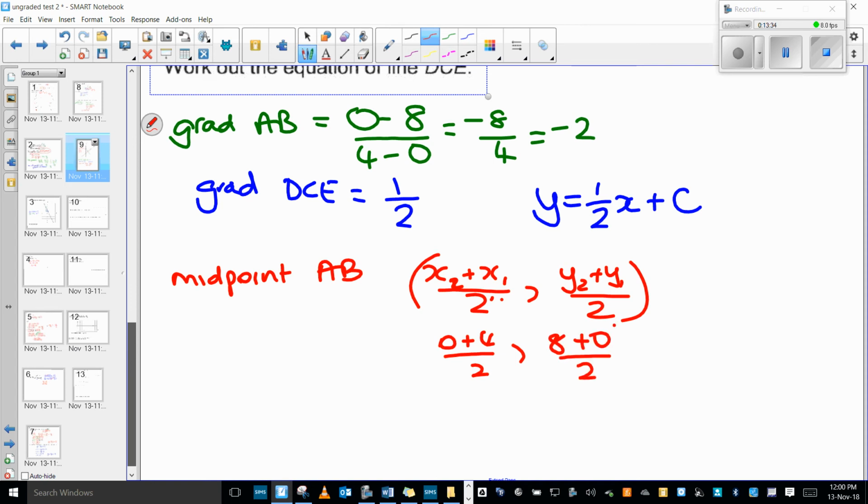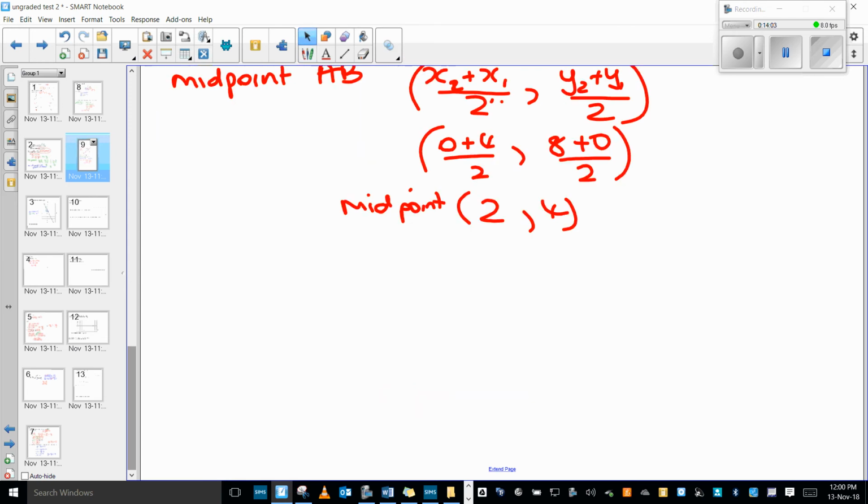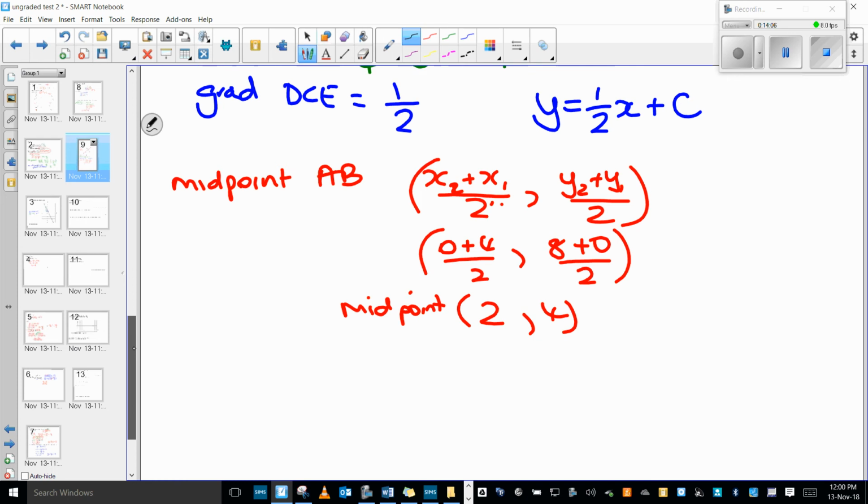You all happy with that? What's 0 plus 4 over 2? And then 8 plus 0 over 2. So our midpoint has the coordinates 2, 4. That's one of the coordinates that our line goes through, so what do we do with that now? Put that into y equals 1/2 x plus c. So x is 2 and y is 4. That's correct. So we say 4 equals 1/2 of 2 plus c. What's 1/2 of 2?